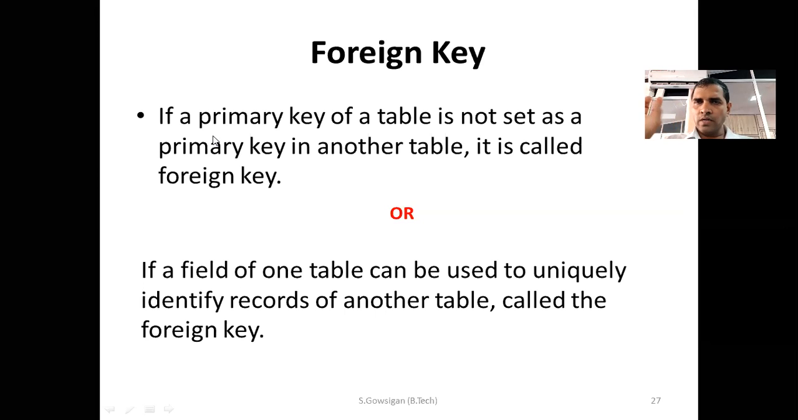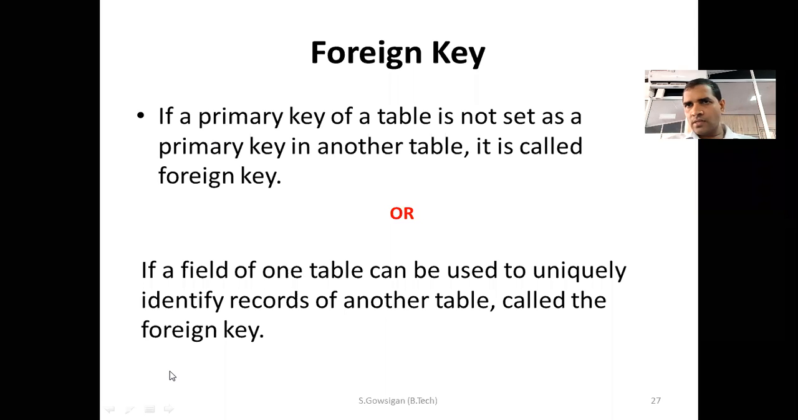That is correct. But if it is a foreign key, I cannot show you one table and ask you to find the foreign key, because a foreign key should be related to two tables, right? Definitely you need to have two tables. So according to my description, a field is a primary key in one table, but it is not set as primary key in another table, then it is called a foreign key in the second table, right?